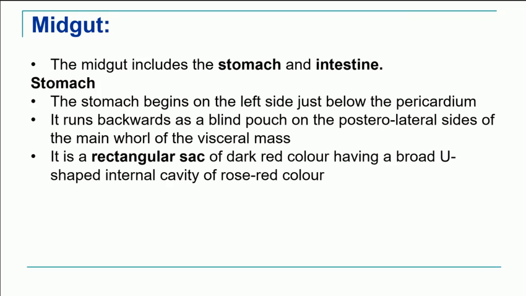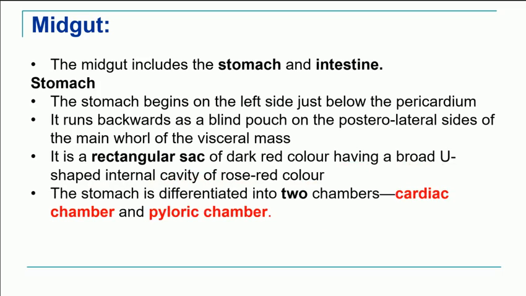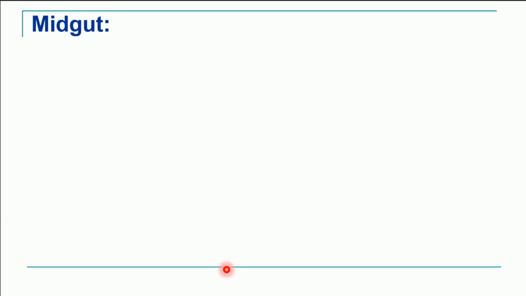Now, if you see the structure of the stomach, it is a rectangular sac-like structure which is dark red in color, and it has a U-shaped internal cavity. That internal cavity is also rose red in color. Now, the stomach is differentiated into two similar chambers. The first is called the cardiac chamber or cardiac stomach, and the second is the pyloric chamber or pyloric stomach.